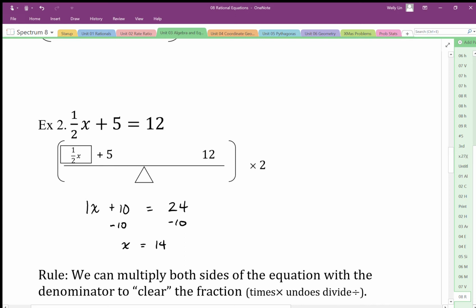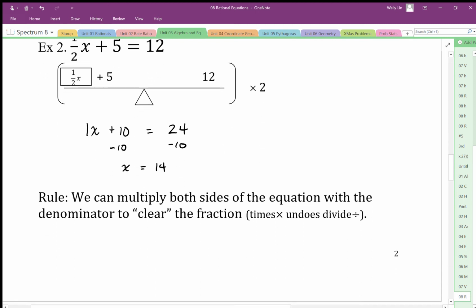Yeah, that's true. So the rule I'm using, or the property I'm using, is this idea that I can multiply the left side and right side by the same amount. And that what multiplying the whole equation does, it allows me to get rid of the divide or the fraction.